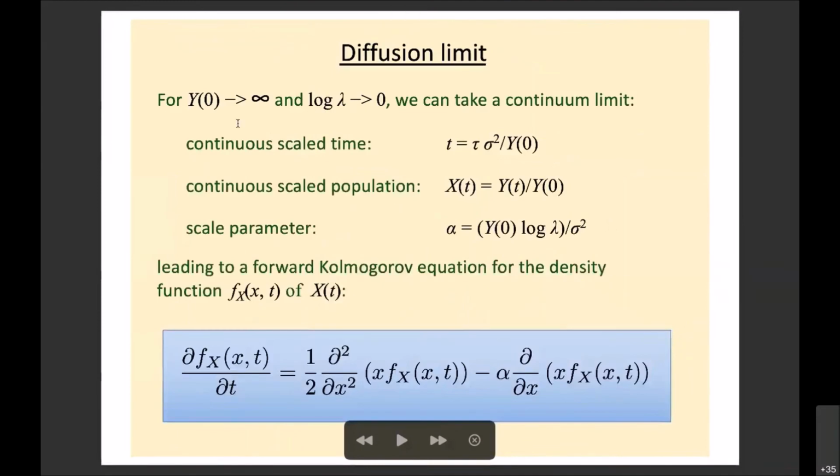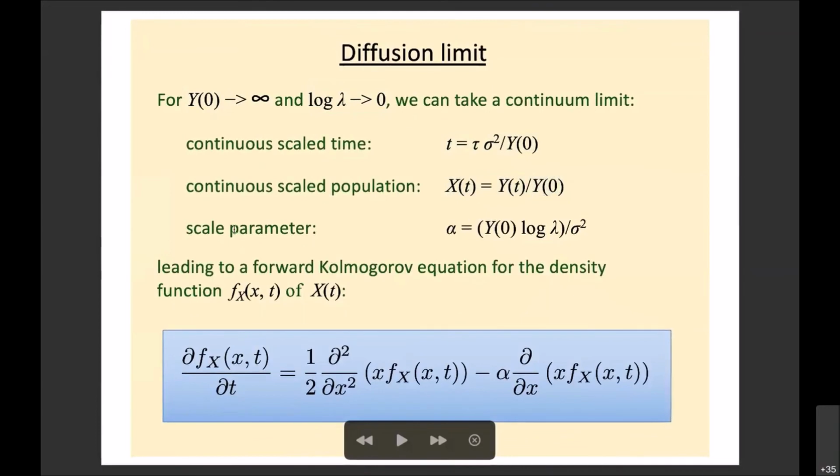So this is how you take the diffusion limit. Big population, and you let the expected number of offspring get very close to 1, so the log goes to 0. And you need a continuous scale time, as we did before. You need a continuous random variable to describe how big the population is. So you scale it by the initial population.